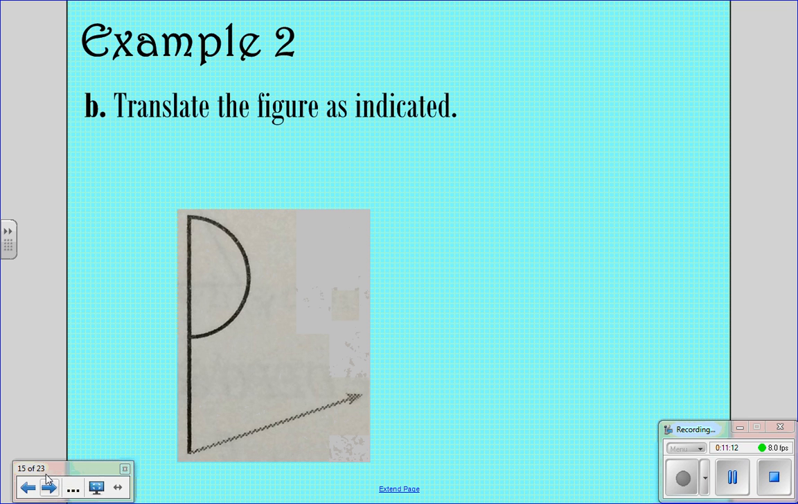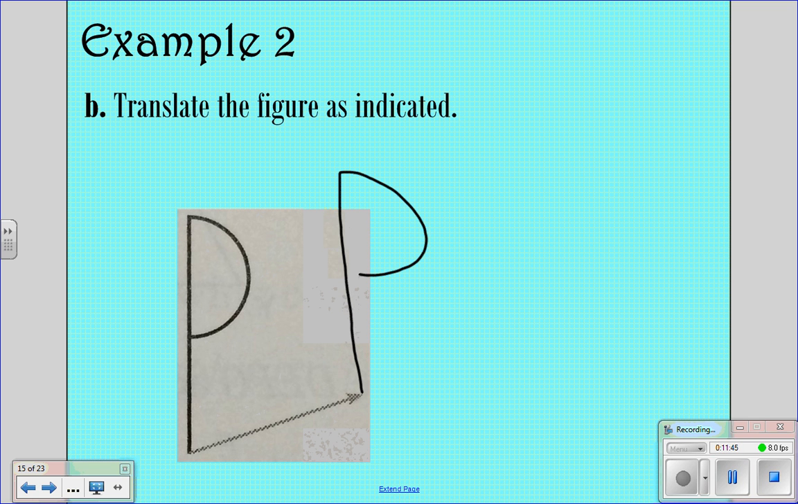Looking at the next one, we want to translate the figure as indicated. Well, this one doesn't indicate that it was a turn or rotation. It's just a slide. It pushes it over this far. So we're going to draw a P. That's not a very good straight line. Let's try again. And so there's my P, and I translated it.